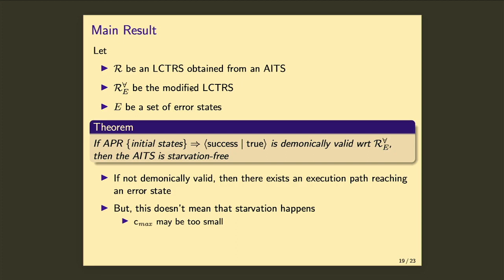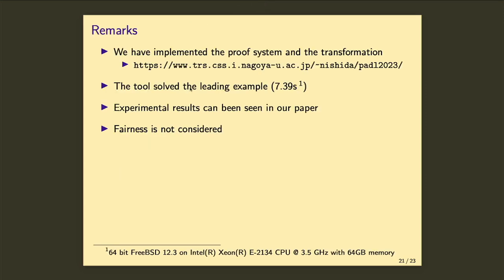This is because of the upper limit of the counter, Cmax. If Cmax is very small, the error state with C greater than Cmax can be reached even though no starvation happens. So the remarks: we have implemented the proof system and the transformation. See this link on the slide. And this tool solved the leading example, Peterson's mutual exclusion, as starvation free in 7.39 seconds. And other experimental results can be seen in our paper.